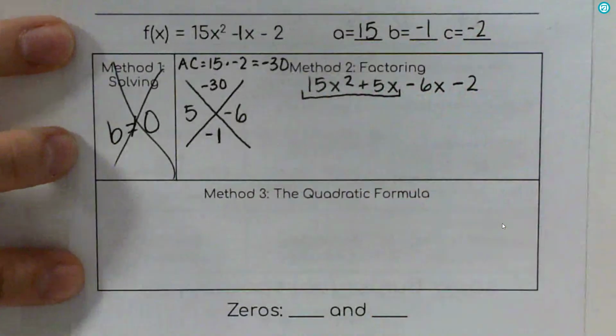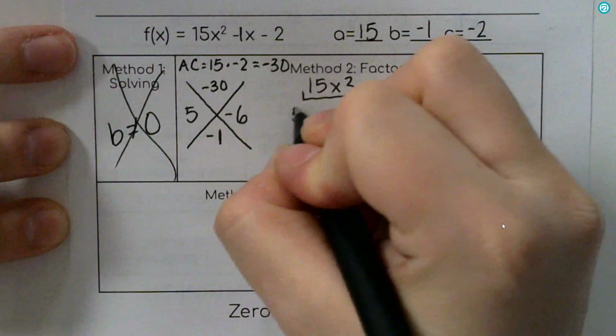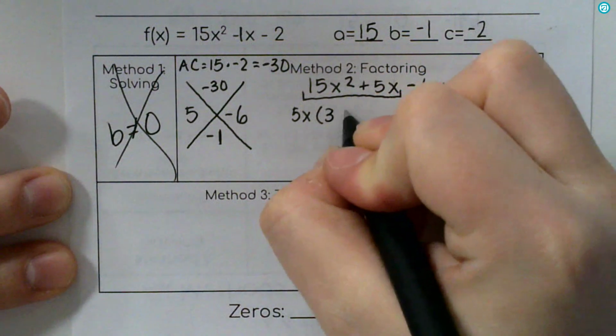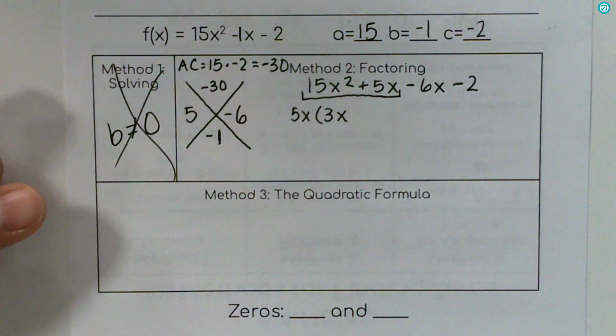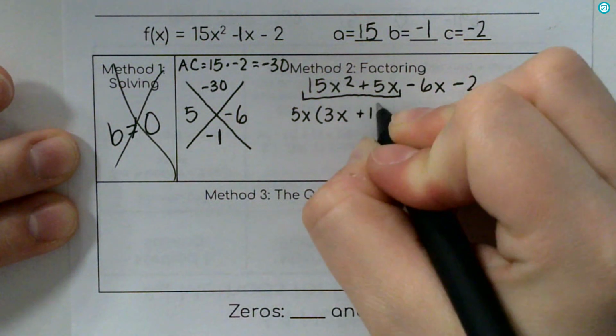Factoring by grouping. Out of 15x squared and 5x, we can pull out a 5 and an x. 15x squared divided by the 5x is 3x. And then 5x divided by the 5x is positive 1.